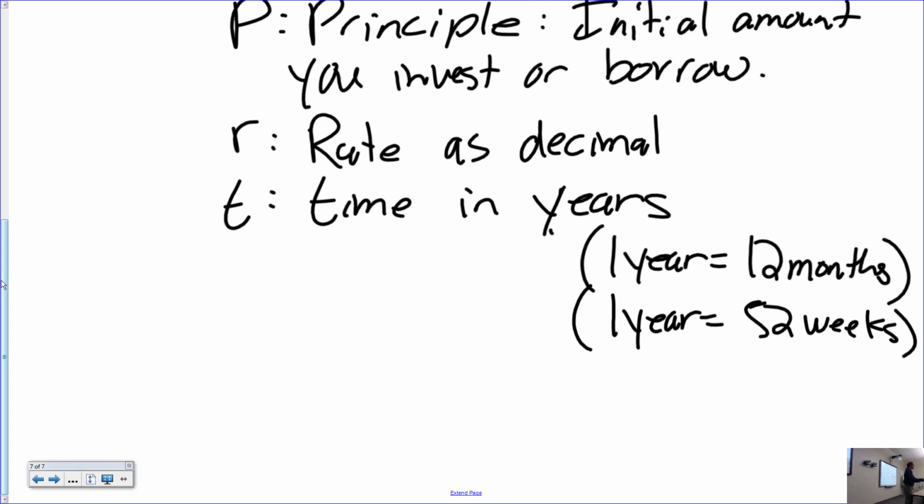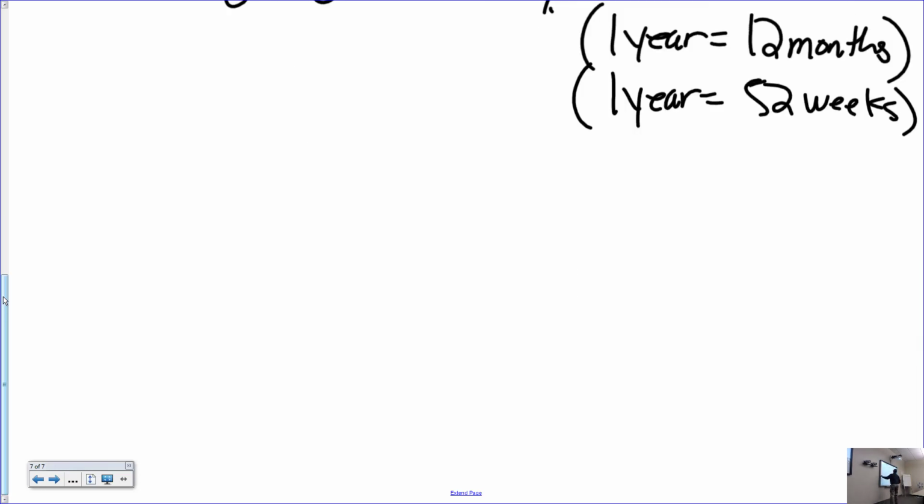Okay? Likewise, if they give you months, don't tell me that there's 30 days in a month, right? Because there's a whole butt ton of months that don't have 30 days, right? So when you say 30, there's a good chance you're wrong. Do not convert between units other than going back and forth to years, which is what we need inside of our formulas.